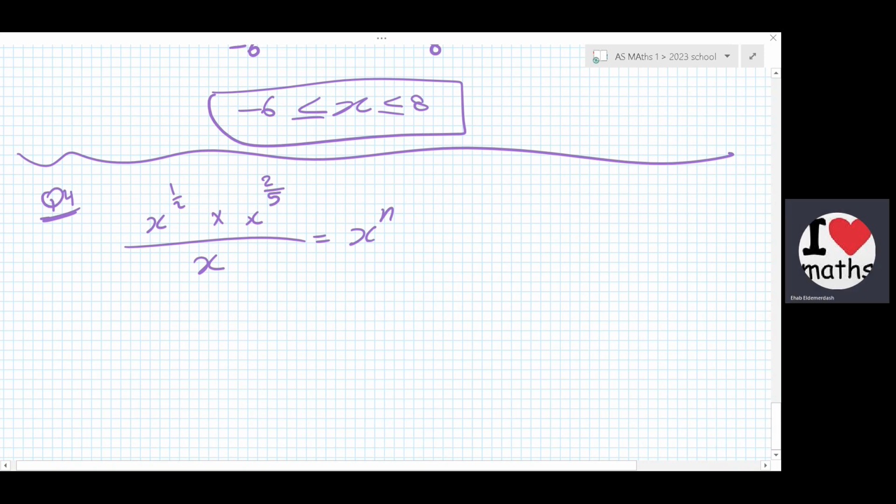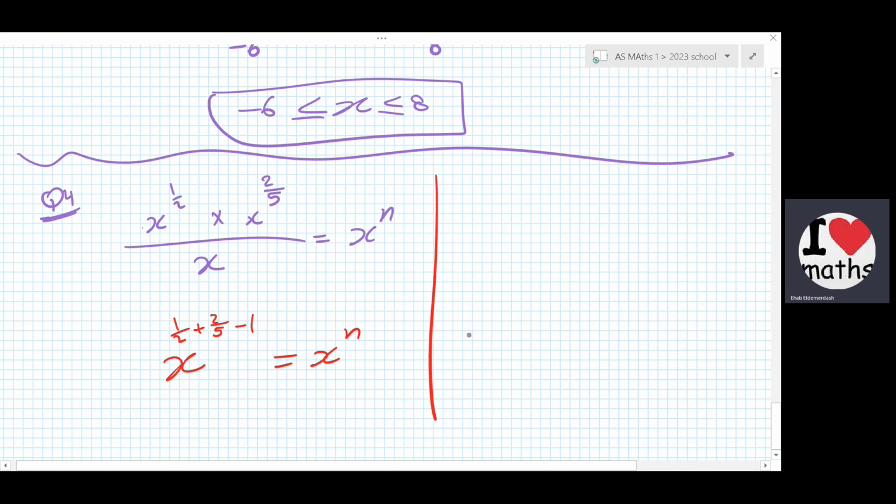x to the power half and x to the power 2/5 over x to the power 1. What I have to do, I will keep the x, right? And for the denominator I have to subtract, so it's half plus 2/5 minus 1, right? This is equal to x to the power m.